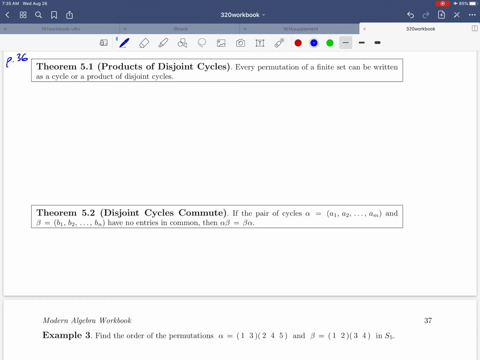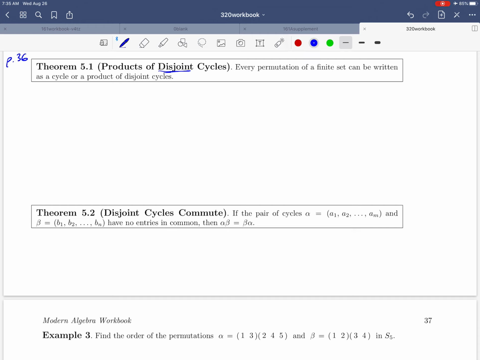Okay, so in this video, we're going to be looking at theorems 5.1 and 5.2. Let's start with Theorem 5.1. This is about products of disjoint cycles. We're going to have to define what we mean by the term disjoint, which we'll do in a minute. Let's take a minute to read this theorem together.